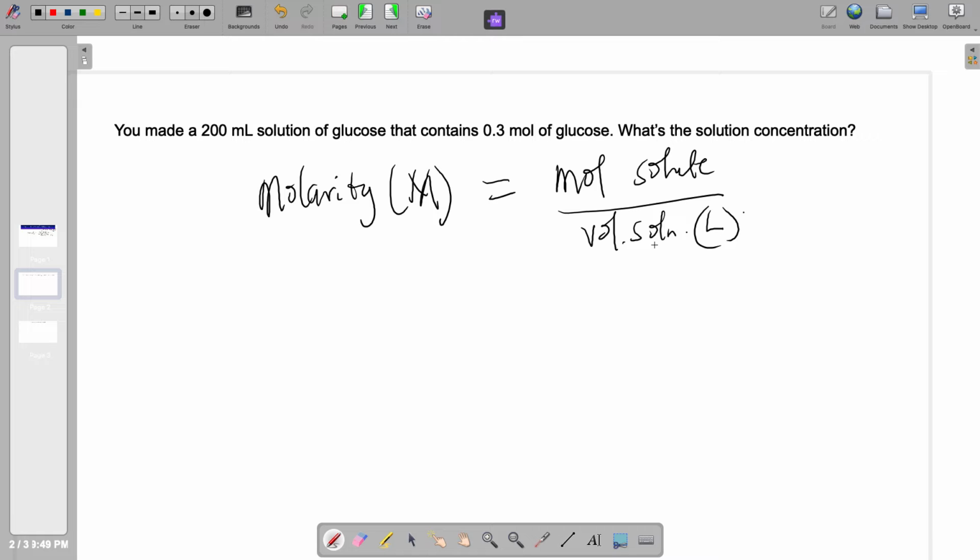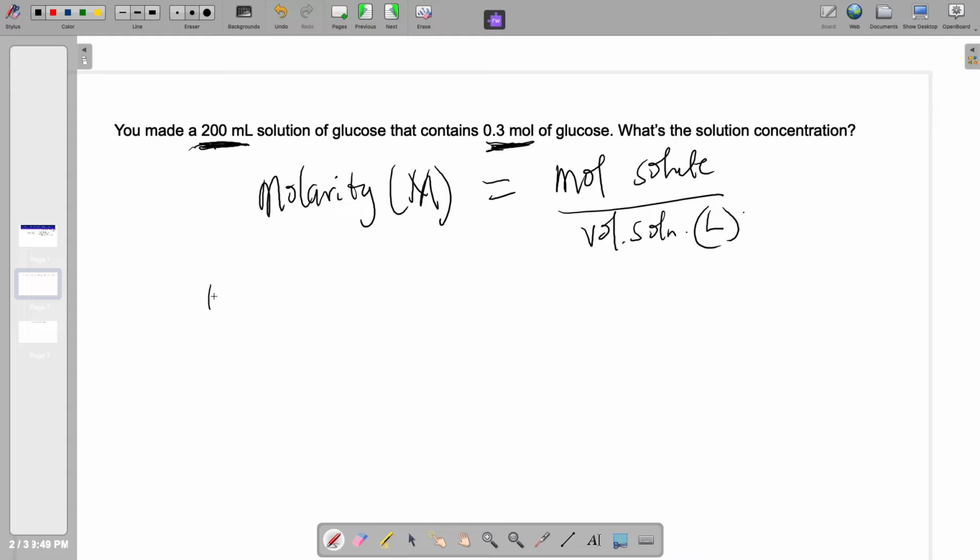So once you recall this, you go back to the problem. The problem says we have a 200 mL solution and also we have 0.3 moles. If you look at the formula, moles of solute is given because glucose is our solute. Volume of solution also is given, but the volume is given to us in milliliters, not liters. So we have to convert the volume to liters.